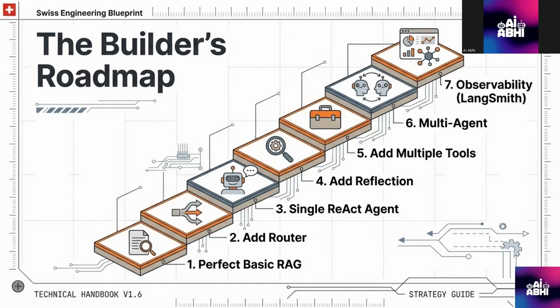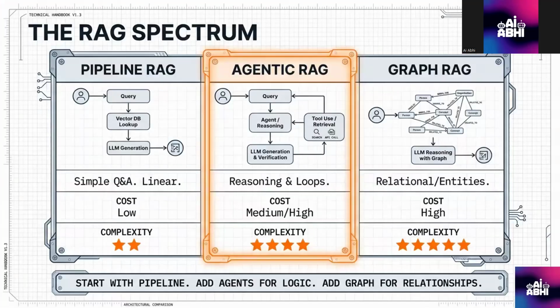Okay, so moving on to the next slide, that is pipeline RAG versus agentic RAG versus graph RAG. Before we wrap up, let me put all three major RAG architectures side by side so you know which one fits your use case. In pipeline RAG, it retrieves once and generates. In agentic RAG, it plans, retrieves, evaluates, and loops. In graph RAG, it traverses the knowledge graph relationships.